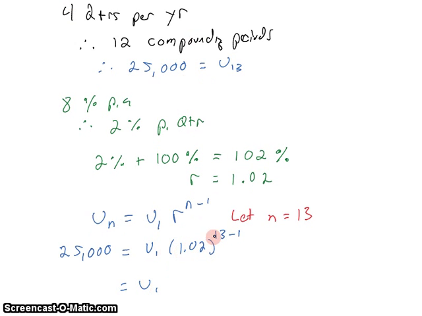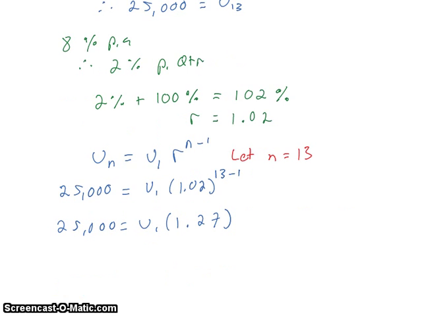So 1.02 to the power of 12, you'll have to punch that into your calculator, but when you do, you get 1.27. And then finally, all we have to do is divide 25,000 by 1.27, and what we get is 19,700 euros.